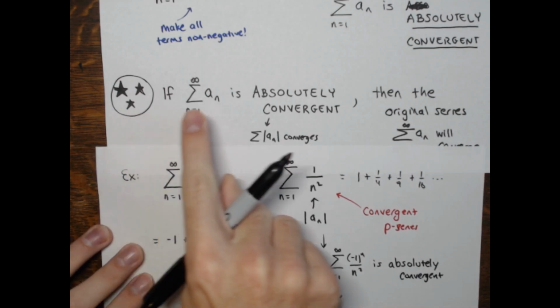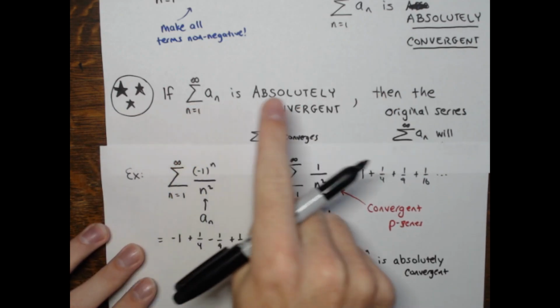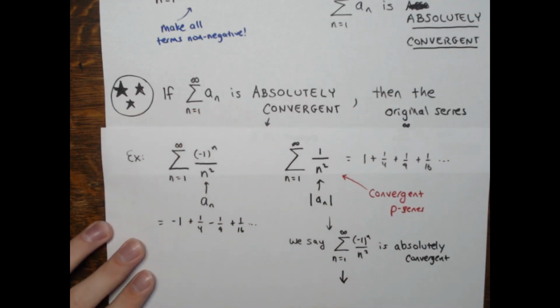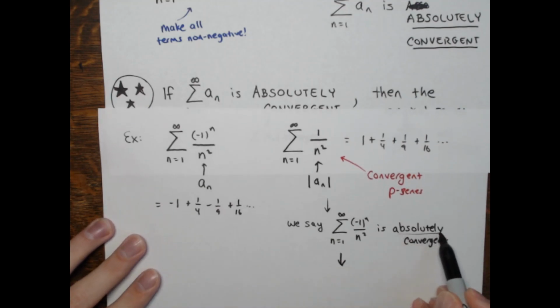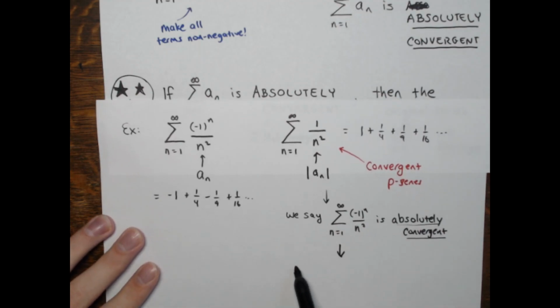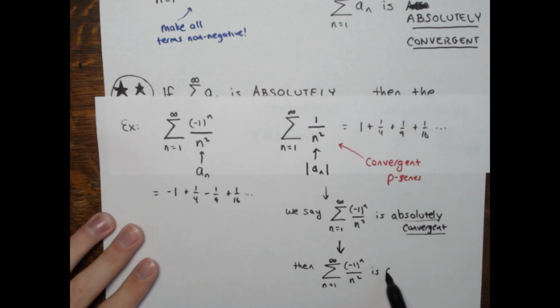And what I was saying here by the 3 stars, if a sum is absolutely convergent, then it is convergent. So when you say that a certain sum is absolutely convergent, then you can say the sum itself will converge. That's a very, very nice result.